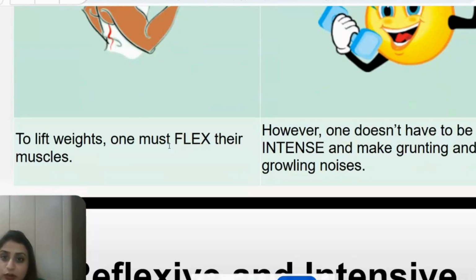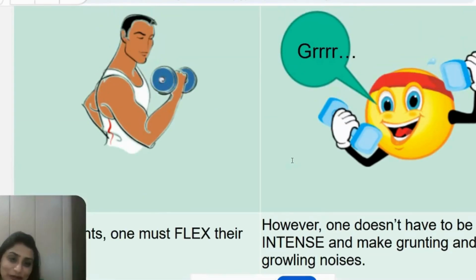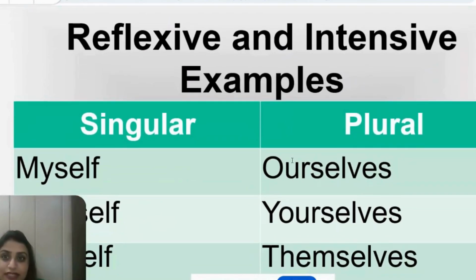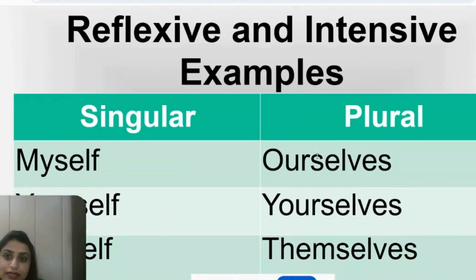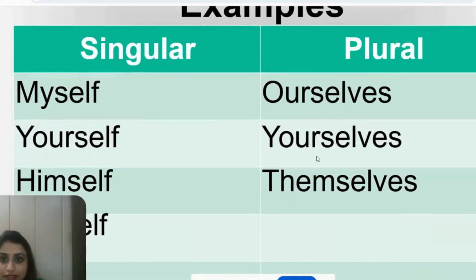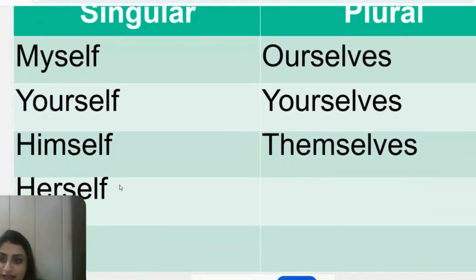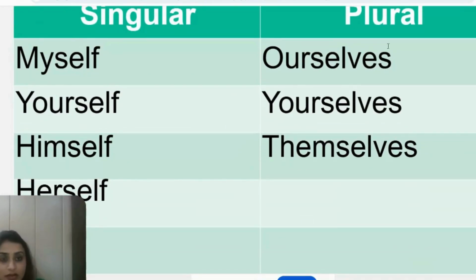To lift weights, one must flex their muscles. However, one doesn't have to be intense and make grunting and growling noises. Let's see some examples of reflexive and intensive pronouns. If we talk about singular, we should be using myself, yourself, himself, herself, itself. But when it comes to plural, we should be using ourselves, yourselves, themselves.